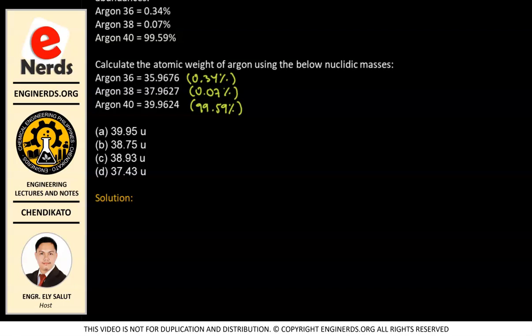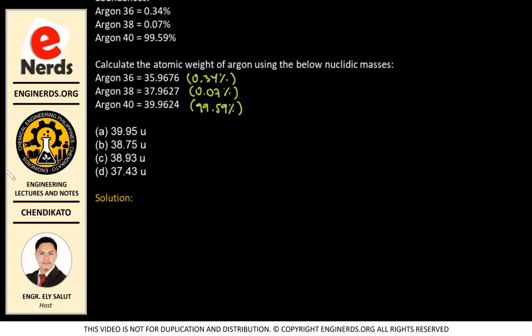By the way, we already discussed and solved a sample problem like this in our lecture video. That is why for this example, we are just going to directly solve the problem without further explaining the procedures that we are doing. So if you want to learn more about this, I recommend to please watch our lecture video about isotopes and calculating the atomic weight of an element using the percent abundance of its isotopes.